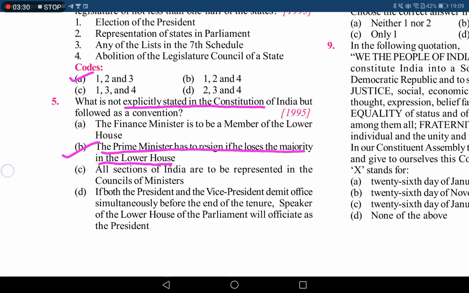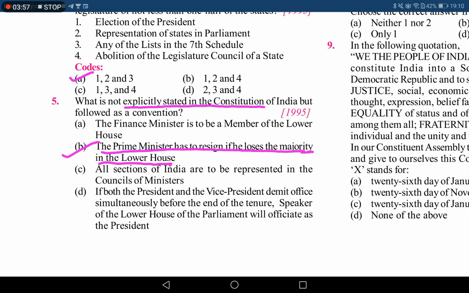This is very important because this is a practice that has been going on, a convention, but it is not mentioned in the Constitution. We are aware that if by chance the prime minister loses the majority, there are so many cases wherein a no confidence motion is brought to the Lok Sabha. And if the prime minister is not able to show majority, then he has to resign and the government has to be reformed.